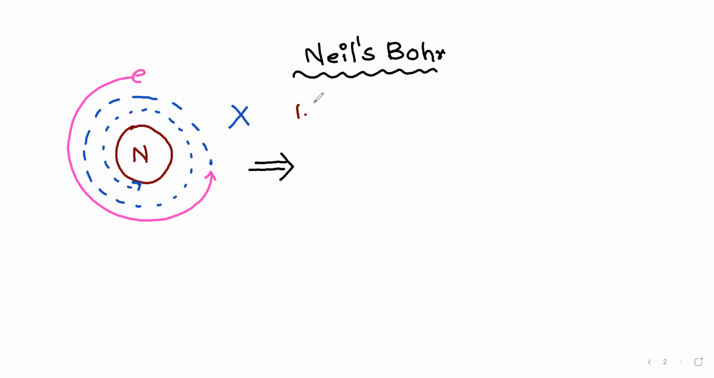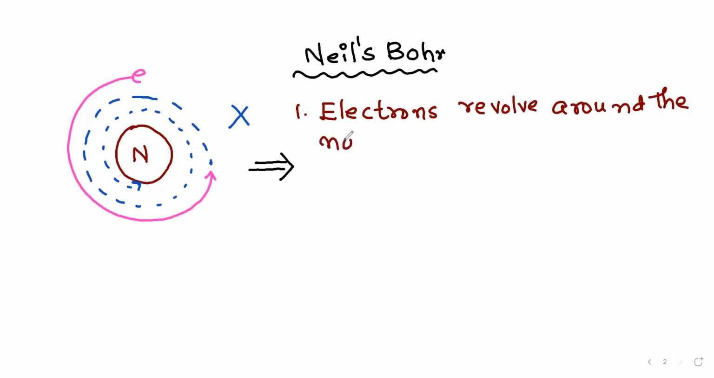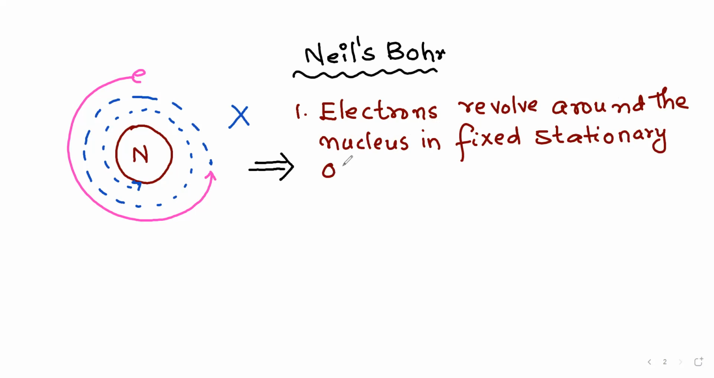The first postulate being electrons revolve around the nucleus in fixed stationary orbit. Fixed stationary orbit means as long as it remains in that orbit, electron will neither lose energy nor gain energy. Second is only those orbits are permitted.